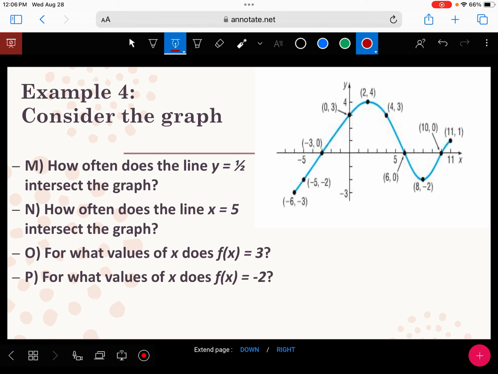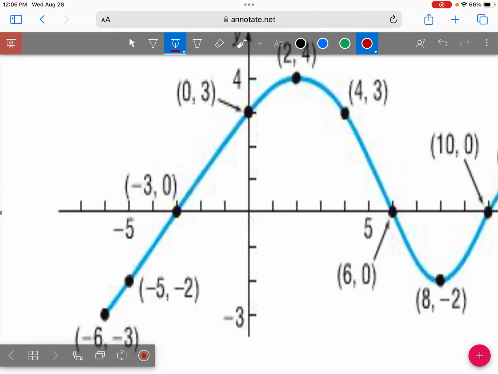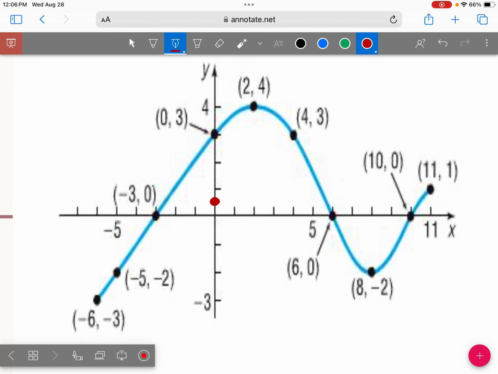Okay, so for the last one, this says, how often does the line y equals 1/2 intersect the graph? So I'm just gonna draw a line at y equals 1/2. So 1/2 would be here, halfway between 0 and 1. I'm just gonna try to draw a straight line. How many times did that red line cross through the graph? So that's your answer.